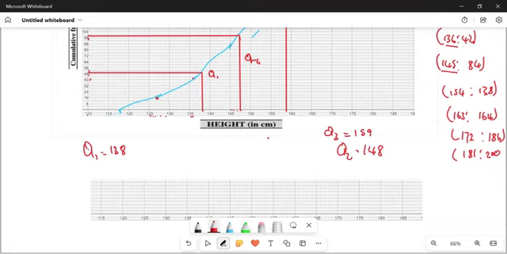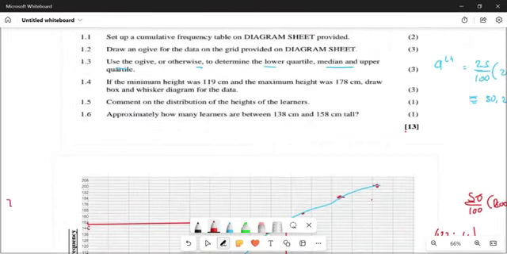Okay, we're going to get 3 marks for this again. So we get 1, 2, 3. Now they don't give us the mark for the position, but they give us the mark for the actual quartiles. Okay, we get our 3 marks there.